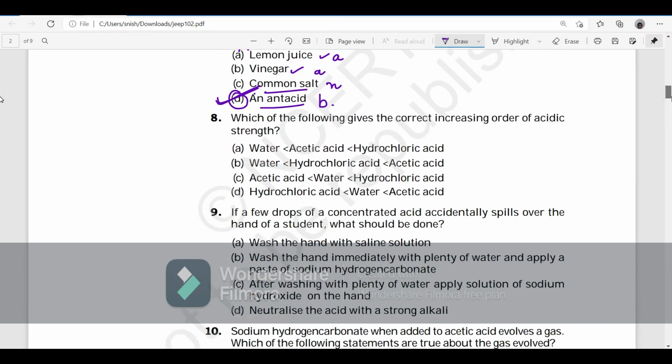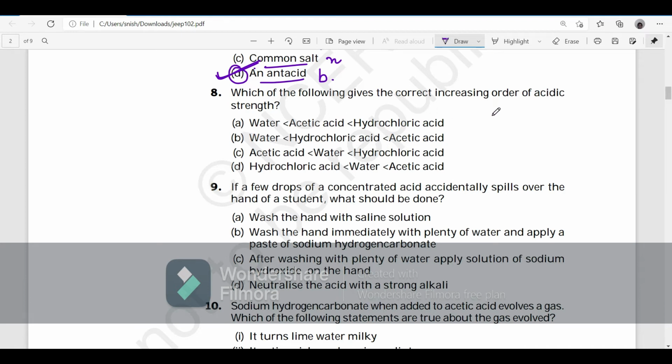Which of the following gives the correct increasing order of acidic strength? Of course, if you see, it's just a set of three same compounds being shuffled between themselves. So HCl should be the highest. I hope this is known. HCl, acetic acid is CH3COOH, and water is H2O. Water is neutral. Acetic acid is a weak acid, HCl is a strong acid. So HCl should be in the first place, followed by acetic acid, then finally water. So the answer is the first option.